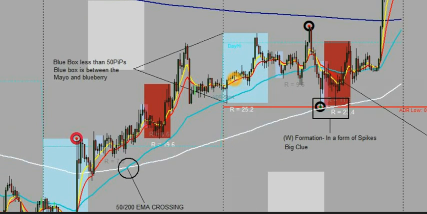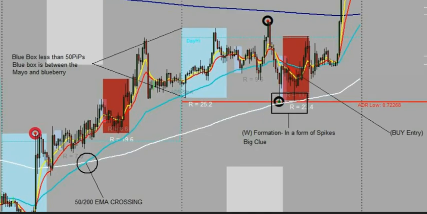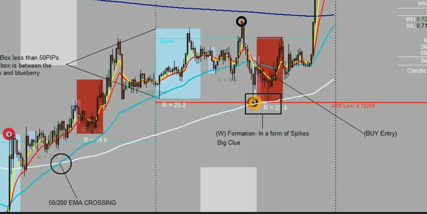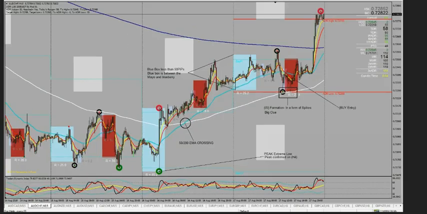And that the Asian box is between the 800 EMA and the 200 EMA. And there you see prices spike the major, not once but twice. That is a W formation in the form of spikes. So for me, that's all the clues I need to know that this is a reversal and this is the buy setup. As soon as prices close above the 30 EMA, which is the red line over there, it's a buy entry, no questions asked.